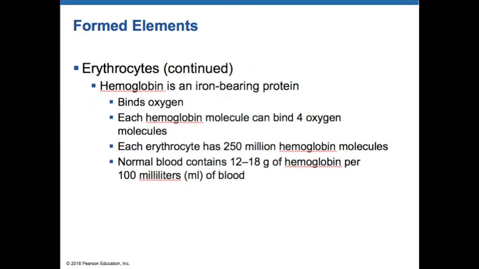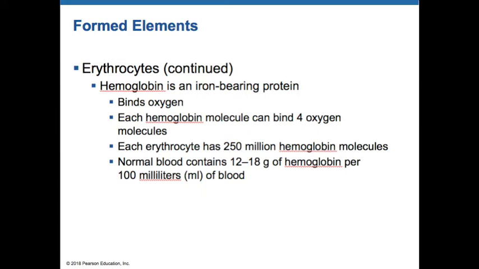Now remember, within your red blood cells, we're going to find one very important protein, and this protein is going to be your hemoglobin protein. Now, what is going to be the function of hemoglobin? Again, remember, one of the functions of blood is to carry oxygen around. This hemoglobin protein is the one responsible to carry the oxygen throughout your system.